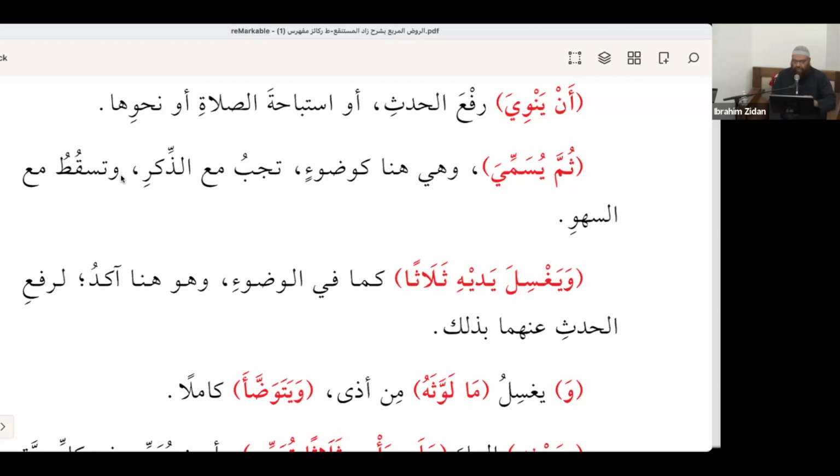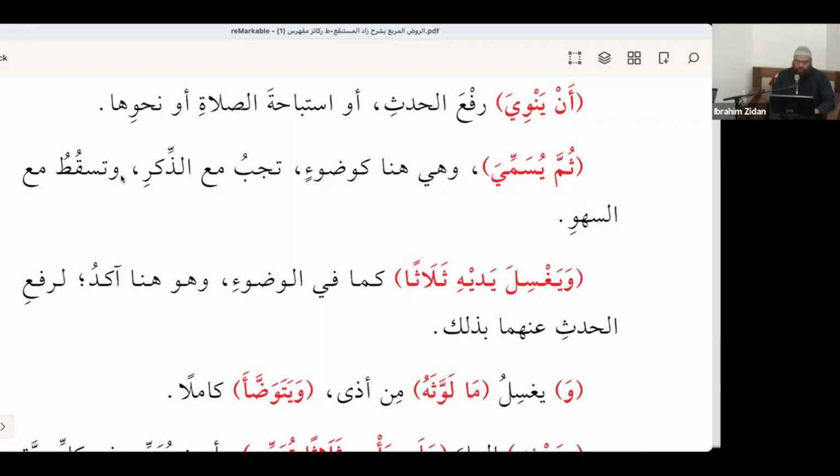لرفع الحدث عنهما بذلك. It's آكد here, why? Because in wudu, the first thing that a person does when washing the hands 3 times is not from the pillars of the wudu. There's no رفع of الحدث yet. But here in the ghusl it is different. So this is different than washing the hands 3 times in wudu. This is why it's وهو هنا آكد, more stressed, لرفع الحدث عنهما بذلك, because it lifts both حدث when a person washes them.